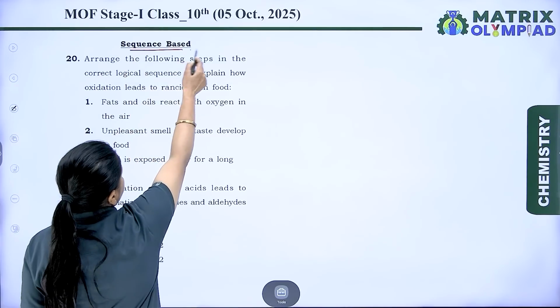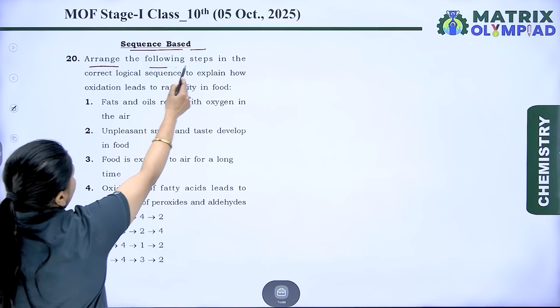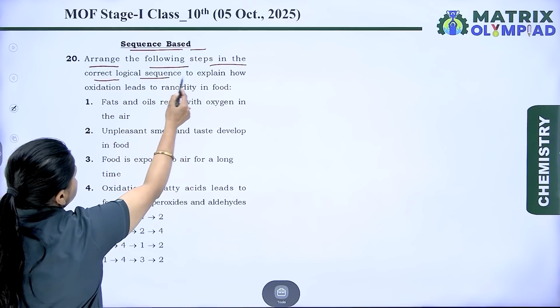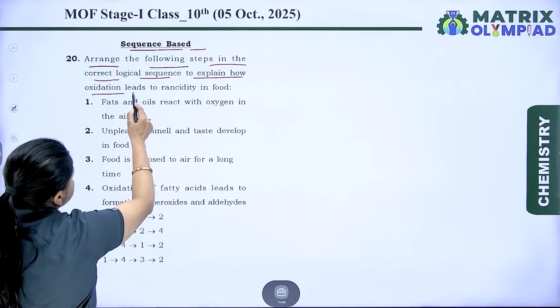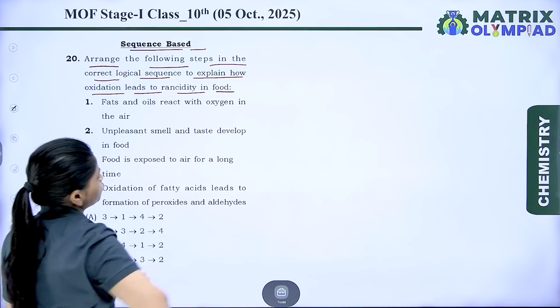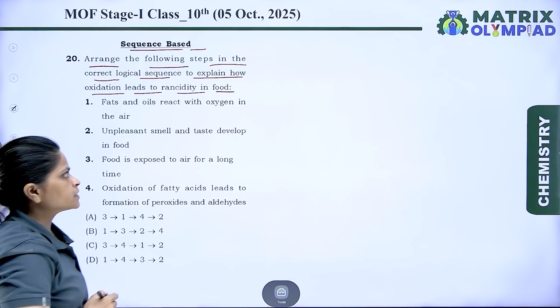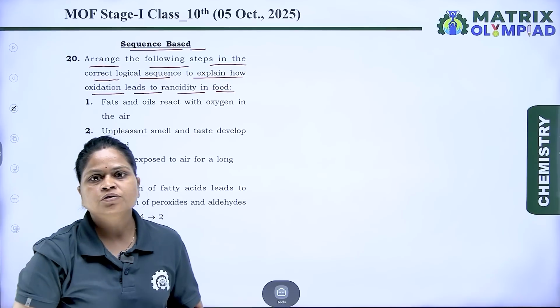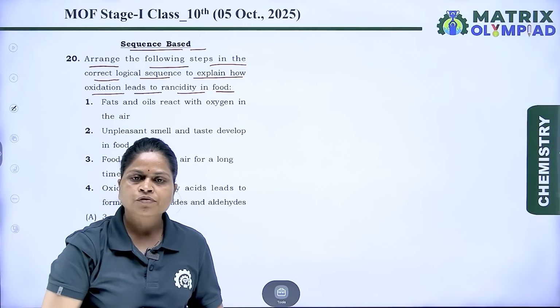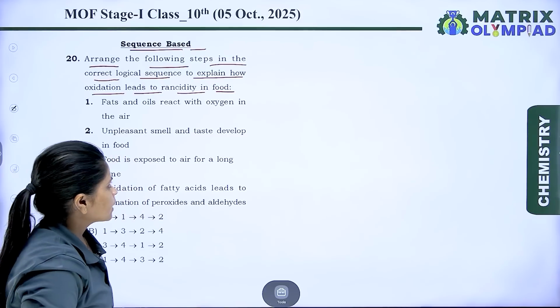This is a sequence based question. Arrange the following steps in the correct logical sequence to explain how oxidation leads to rancidity in food. Yes, rancidity is the spoilage of food due to the oxidation of food material in the atmosphere.